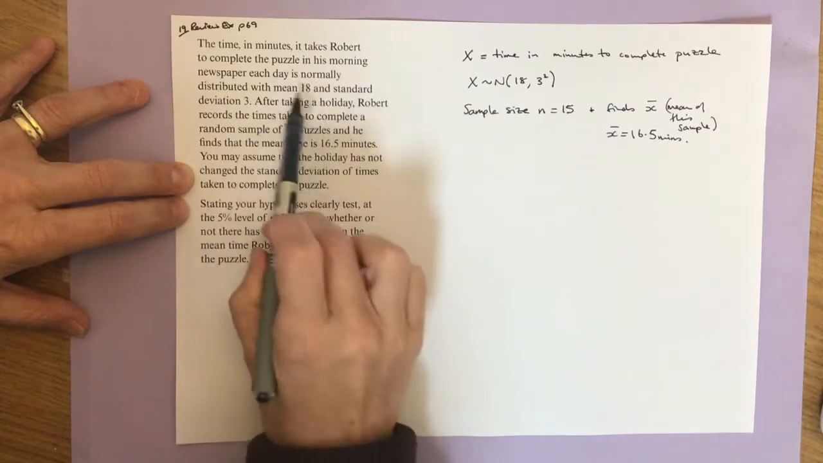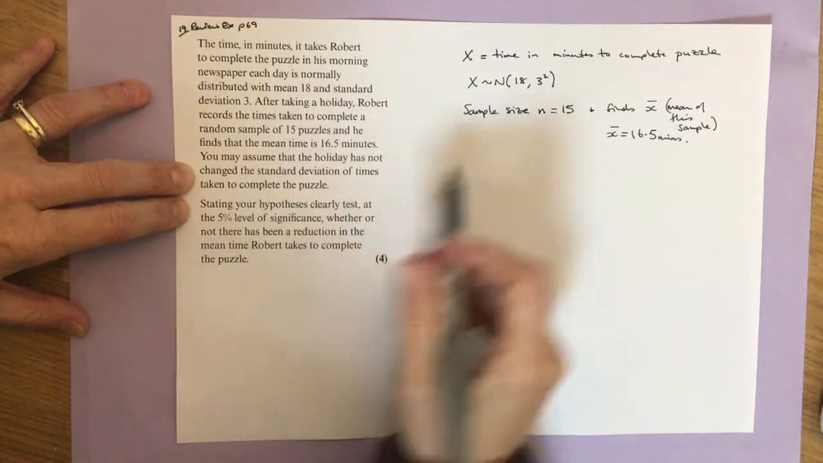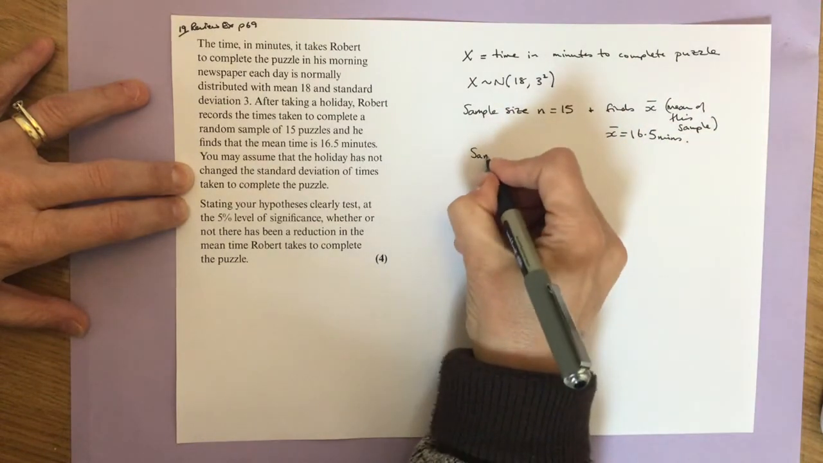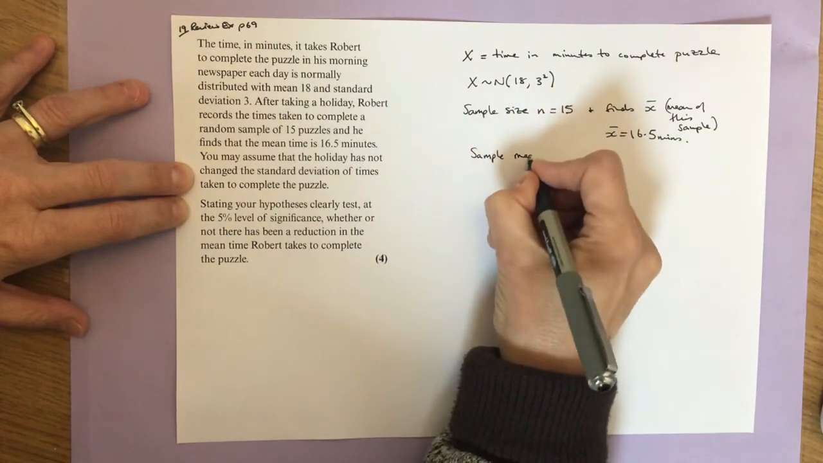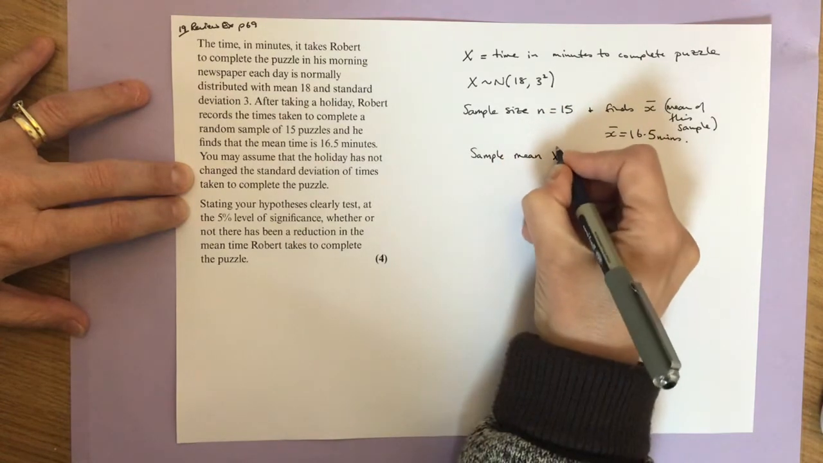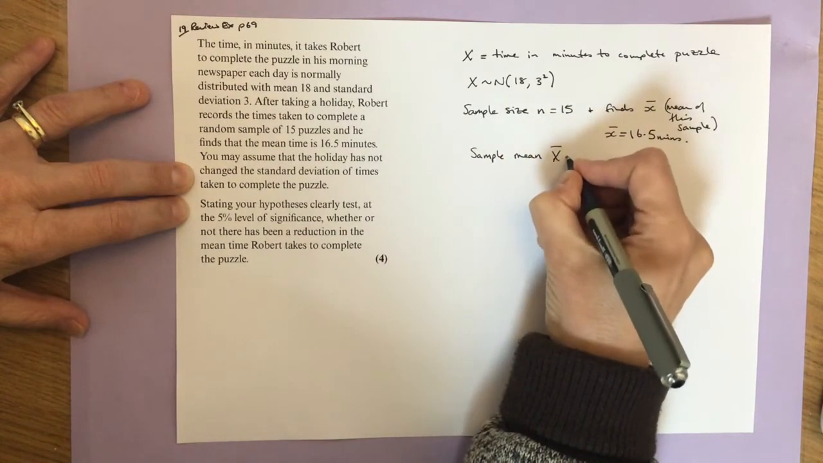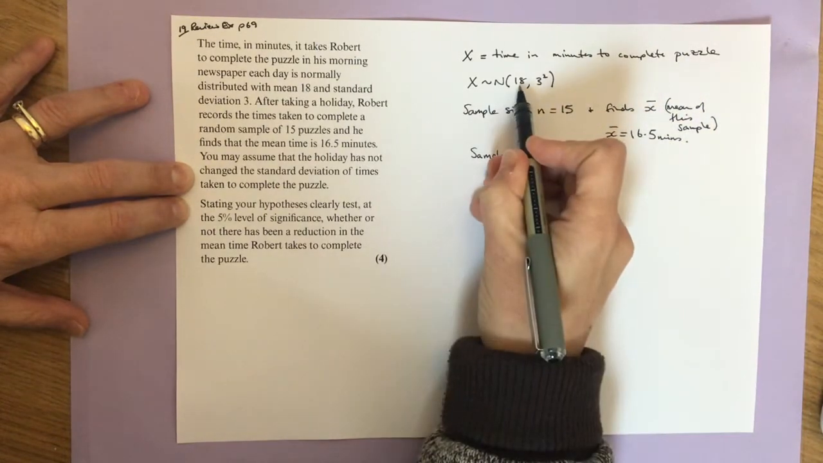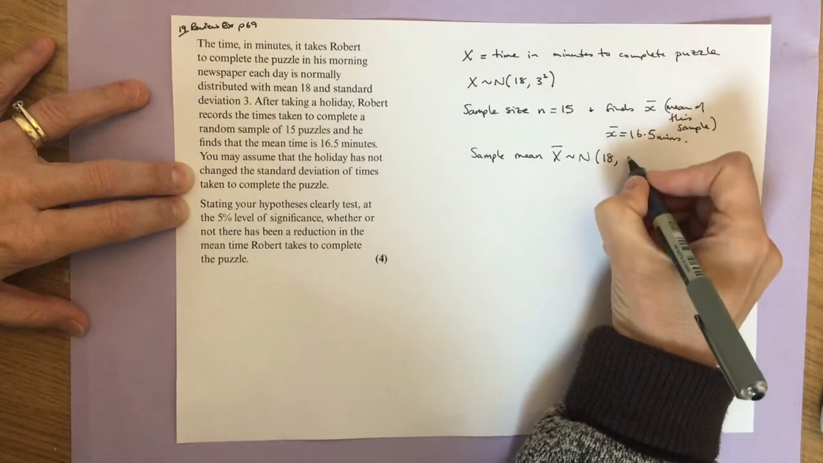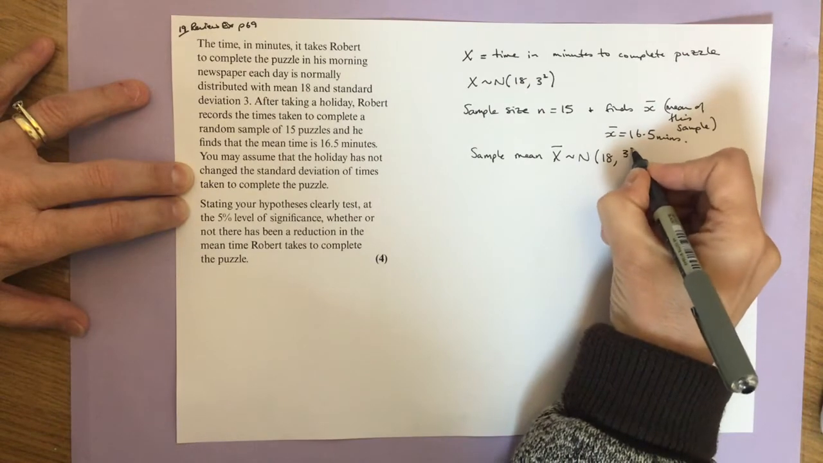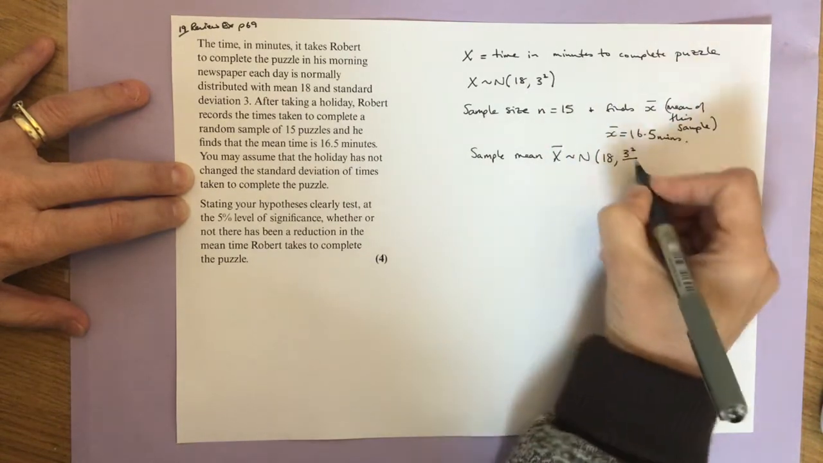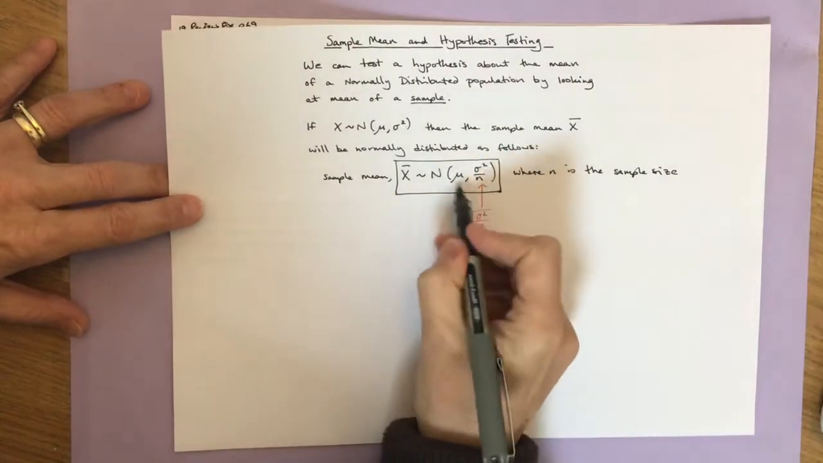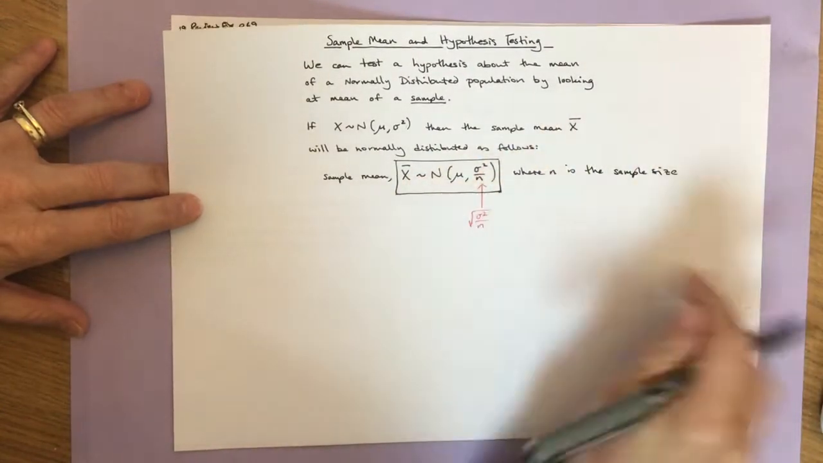We're just looking at whether the mean has changed or not to complete the puzzle. So what we're going to look at, this mean now, the sample mean, from those notes that we just wrote down a second ago, the sample mean, X bar, is going to be normally distributed 18, because the mean doesn't change, and then our variance, 3 squared divided by n. If you remember, just from those notes before, this is our distribution of our sample mean.